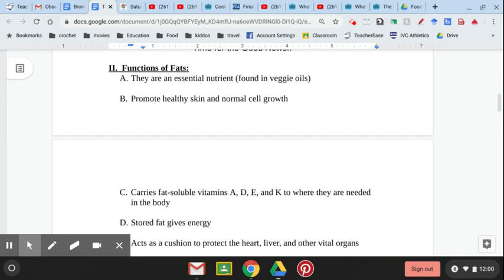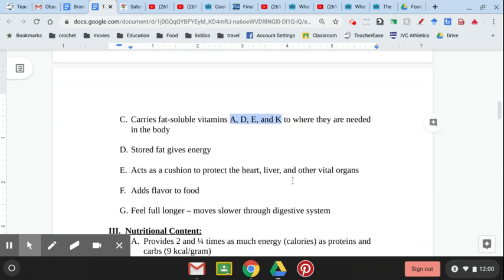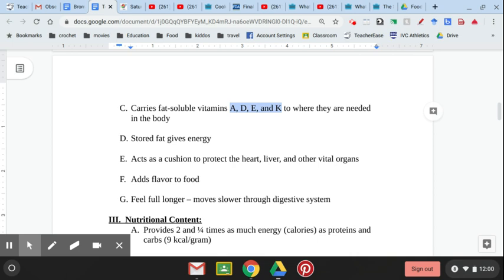Now remember, fat is good for us. We need it for insulation. We need it for warmth. We need it to carry those fat-soluble vitamins right here throughout our body. Those are important, that A, D, E, and K. We need it for energy. We know it is the most energy-rich, giving us 9 calories per gram. And we need it for flavor.